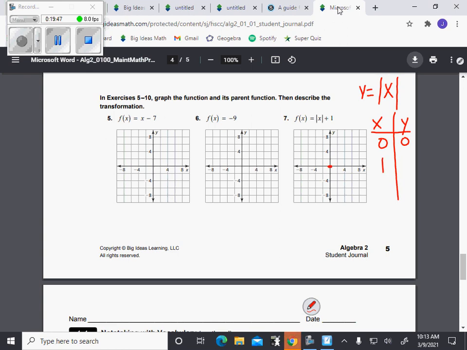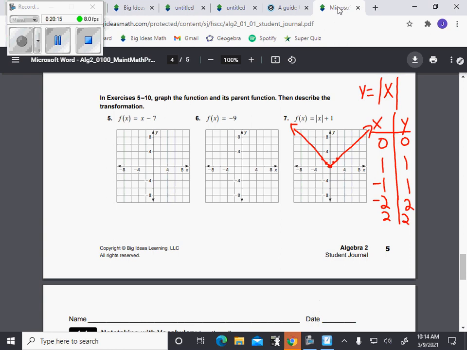How far away is 1 from 0? Well, it's 1. So at 1, it's 1. How about negative 1? How far away is negative 1 from 0? It's 1 unit away from 0. Negative 2? How many units is that away from 0? 2. Same with positive 2. That's why it makes this nice, perfect V.